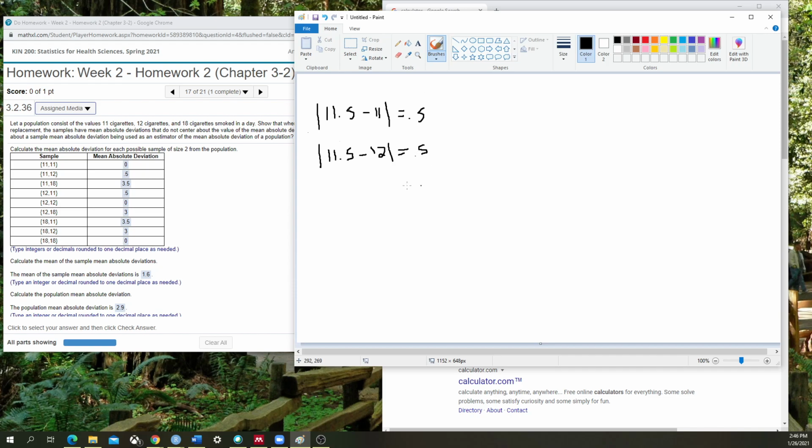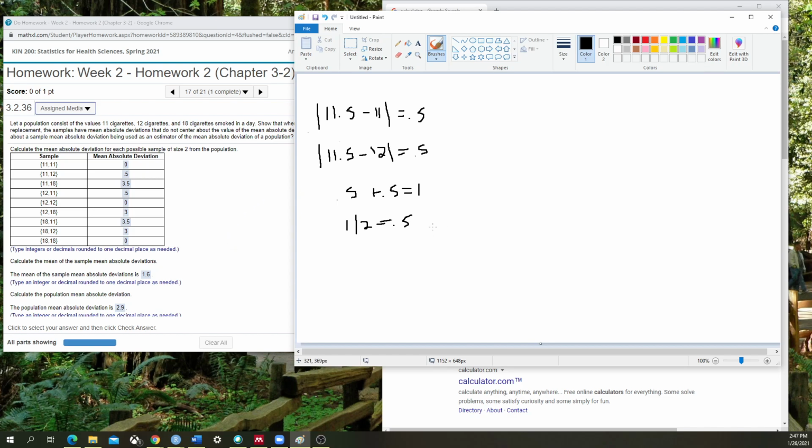Now I'm going to take the mean of these two values. 0.5 plus 0.5 equals 1. Since there are two values, it's 1 divided by 2, which equals 0.5. And I'm going to input it here, 0.5, and that's correct. I'm going to do that again for any other sample that only has a difference between the two values of 1. So 11 and 12, 0.5, and 12 and 11, so it doesn't matter the order, 0.5, and that's the only case there.